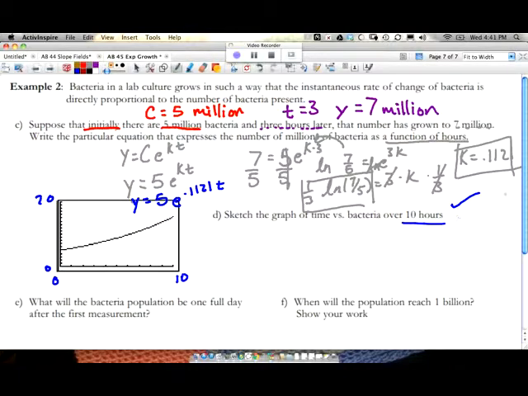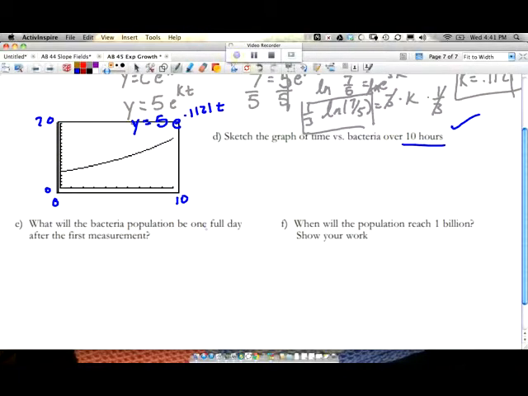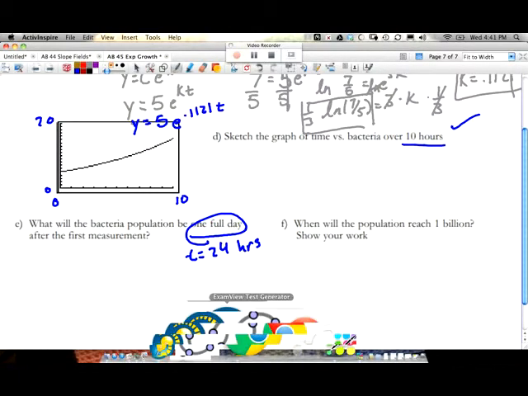Check. Let's move on. What will the bacteria population be 1 full day after its first measurement? Okay, so 1 full day really means that time equals 24 because it's in terms of hours. So I've got to calculate at 24. All right, well let's take a look at that.